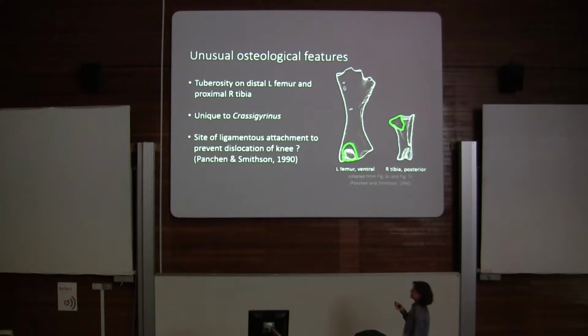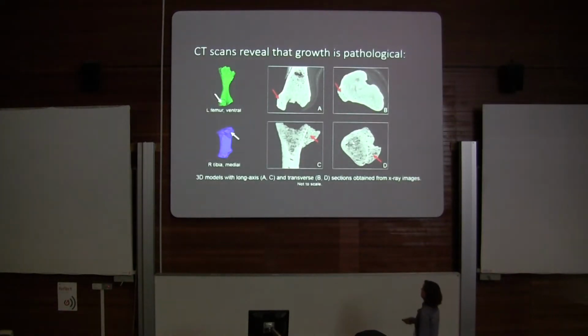And this is unique to Crassigyrinus, and it was initially interpreted as being a functional feature, maybe a ligamentous attachment, if this animal was using its back limbs to paddle in the water, to prevent dislocation. But I took CT scans of these specimens, and it becomes apparent that this is a pathological feature.